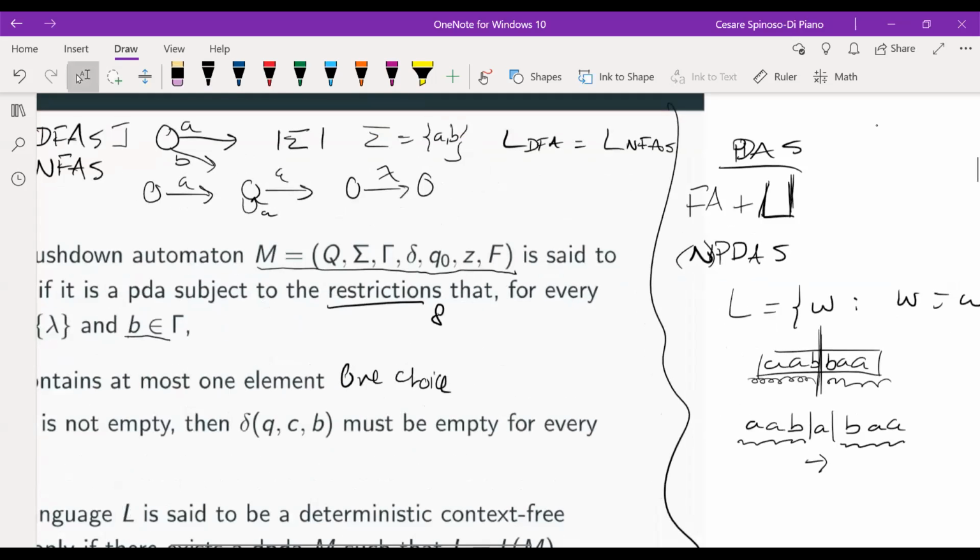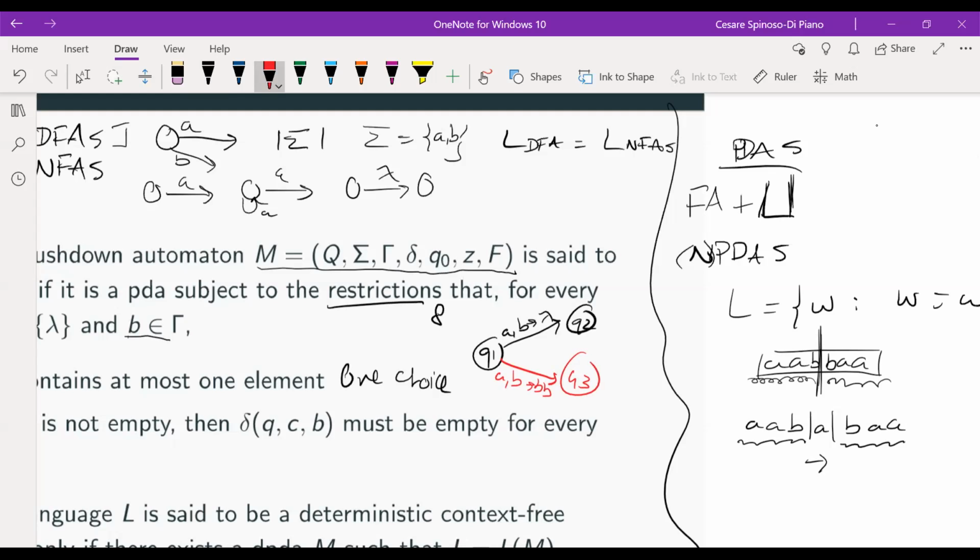Let me just zoom in a bit. That looks like, let's say you're in Q1. You're essentially not allowed to say, if I'm in Q1 and I read an A and I see a B at the top of my stack, let's say I pop it here and I go to Q2, and also, if you see an A and you see a B, I'm going to push an extra B and go to Q3. Because it's a deterministic PDA, you can only have one choice for every possible configuration you have.